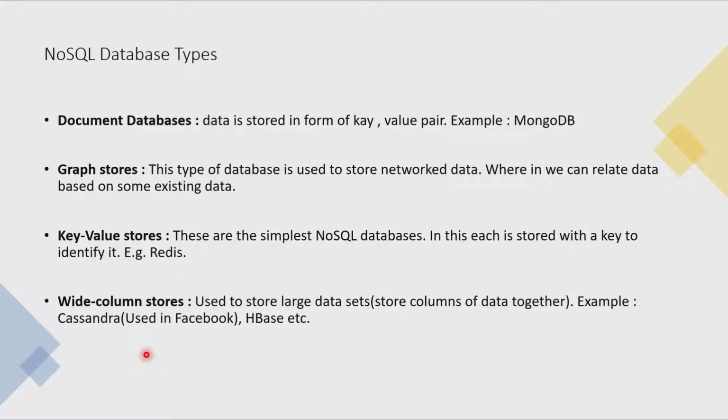Wide column stores are the fourth type, with very popular databases like Cassandra, which is used to store large data sets. It is going to store columns of data together.